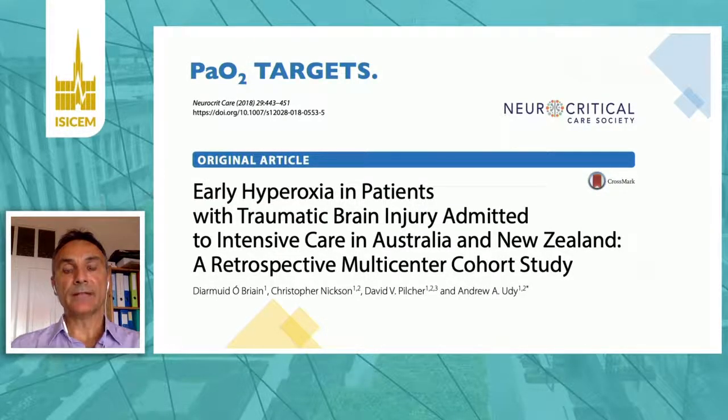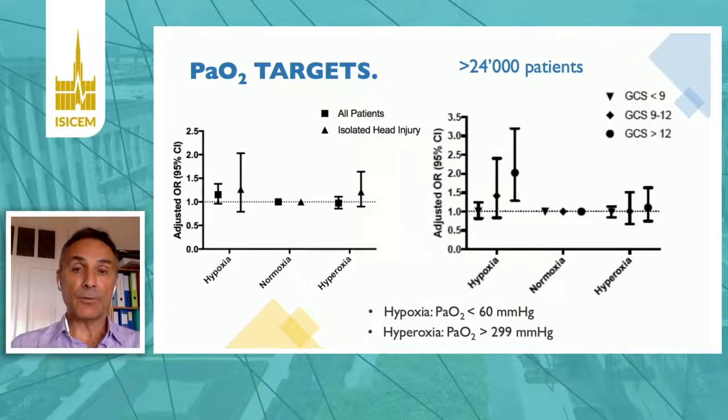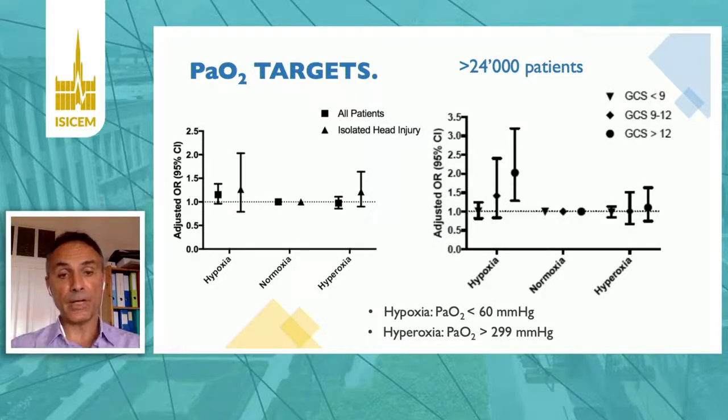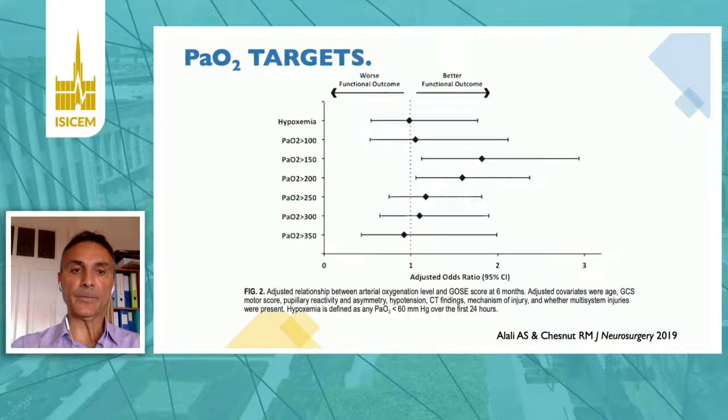Other retrospective data analysis using a large amount of data, from Australia and New Zealand, more than 24,000 patients, shows that the adjusted odds ratio for a poor recovery after traumatic brain injury is for hypoxia below 60 and for hyperoxia, but again with a threshold, a target above 300. So it looks like the 300 is something that you really want to avoid, and definitely hypoxia, what we know already, is bad for the brain.